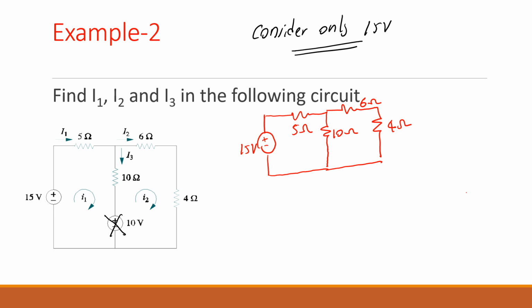This is the circuit I got. Do you get the same? We turn off the voltage source, that will become a short circuit path. But you still have that 10 ohms. We need to find the I1, I2 and I3.